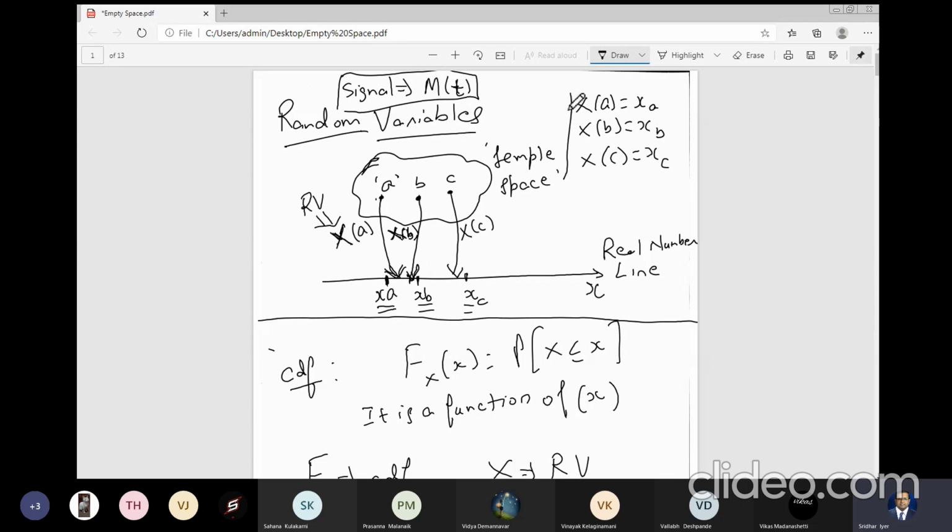So that's why I've written this. Capital X is your random variable, b is the observation, and X subscript a, b, and c are nothing but the numbers on the real number line, right? So the book specifies this example.